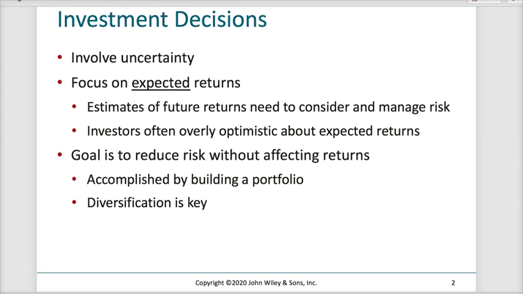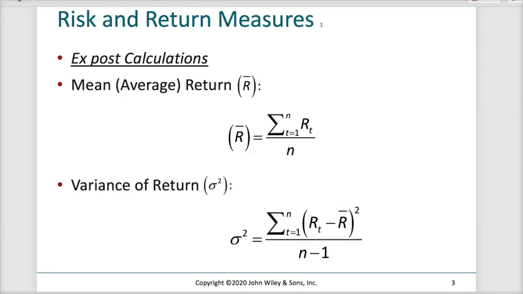Now, as an investor, you want to reduce risk without affecting your overall return. So you basically want to lower risks and increase returns. And if you can increase returns, it's just good enough to lower risks. And if you build a portfolio, that's an easy way to lower the risks of investing, using diversification as a concept there.